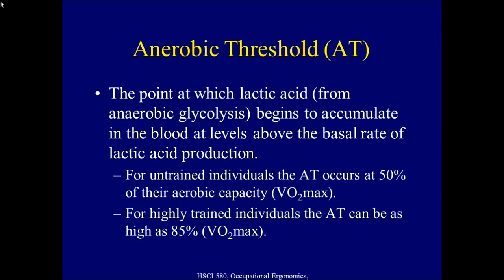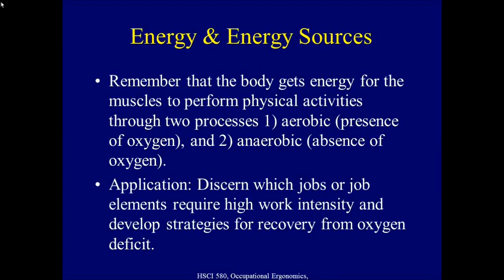Anaerobic threshold. This is a point in which lactic acid from anaerobic glycolysis begins to accumulate in the blood at levels above the basal rate of lactic acid production. For untrained individuals, the anaerobic threshold, or AT, occurs at 50% of the aerobic capacity, the VO2 max. For highly trained individuals, this can occur as high as 85%. So it's important that we start looking at this to avoid any lactic acid accumulation, that we understand anaerobic thresholds, which is obviously going beyond the ability to supply oxygen to the muscles in their work activities. Energy and energy sources.